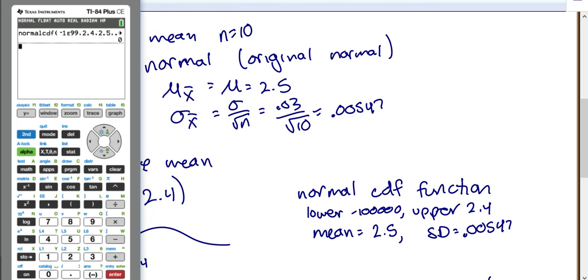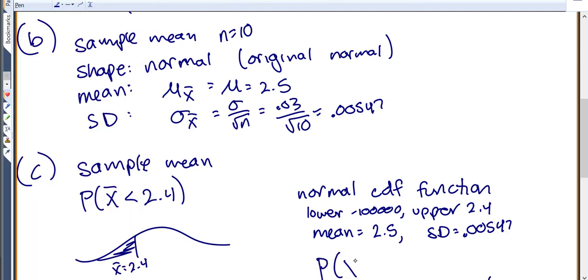Let me try a better calculator. If I use an even more powerful calculator, I find that the probability that my sample mean is less than 2.4 is equal to 5.8 times 10 to the negative 75. So this is a decimal with 74 zeros in it. It's no wonder my TI calculator just said 0.